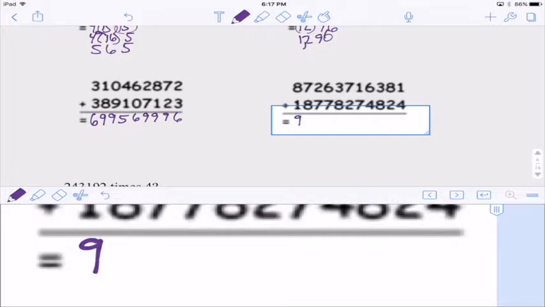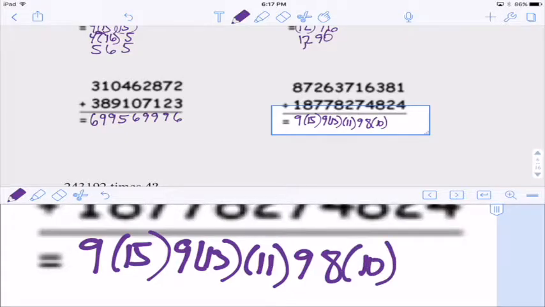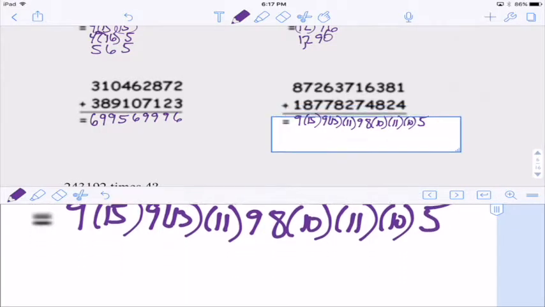We got 9, 15, 9, 13, 11, 9, 8, 10, 11, 10, and 5. So we've got a lot of explosions.